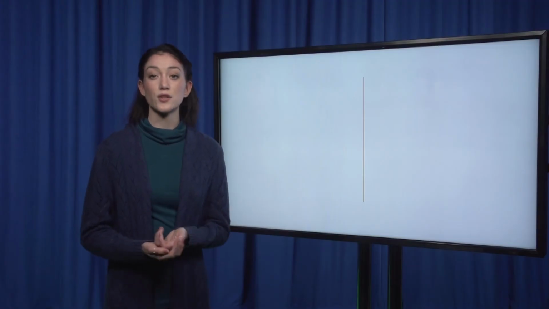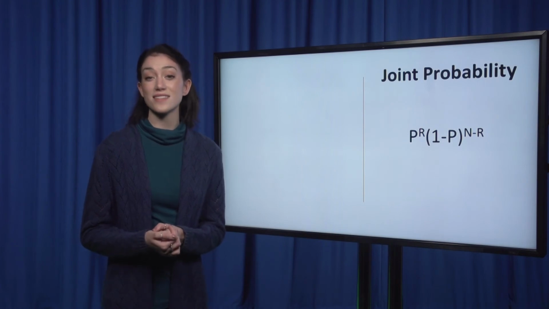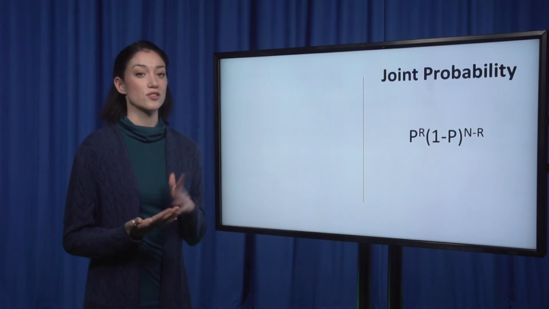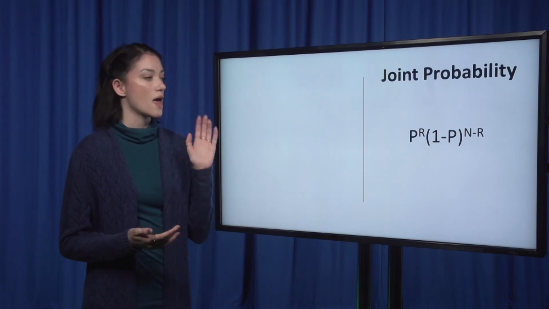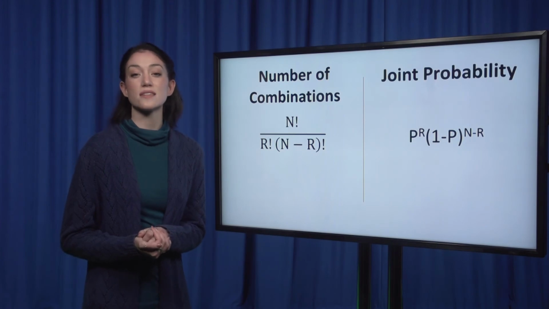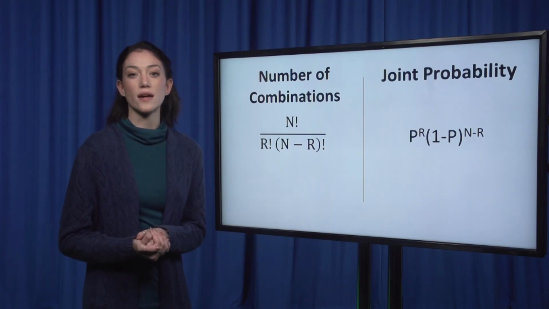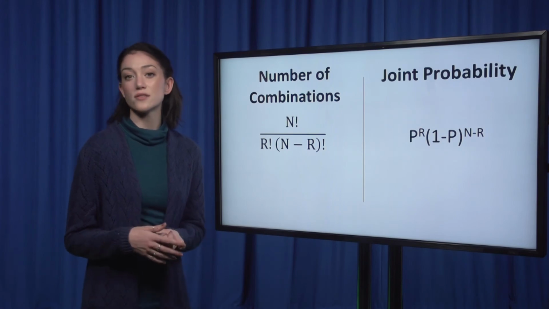Now you see how to compute the joint probability of a particular sequence that has R successes in N trials, such as failure, failure, success, failure, success. And how to compute the number of combinations in which a sequence has R successes in N trials, such as 10 ways to get 2 successes out of 5 trials.